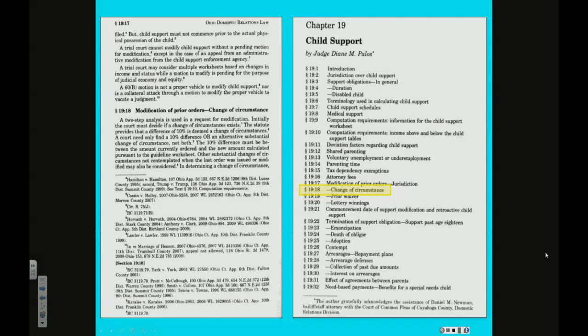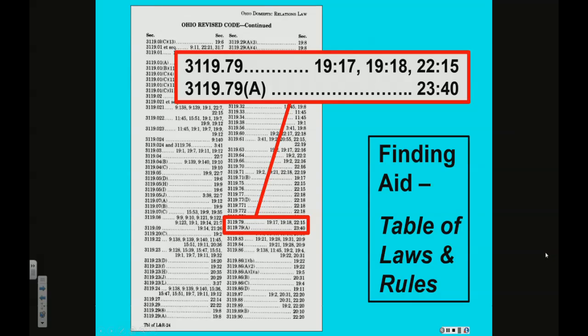Here on the right is the table of contents for Ohio Domestic Relations Law Chapter 19, which includes section 19.18. Again, beyond what the index refers you to, you may see additional helpful sections in a chapter's table of contents. Ohio Domestic Relations Law includes finding aids such as a table of law and rules. Again, if you know Ohio Revised Code sections for your legal issue, you can use this table to find relevant sections in Ohio Domestic Relations Law.